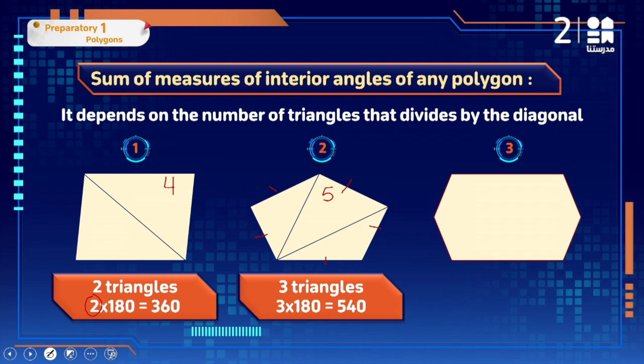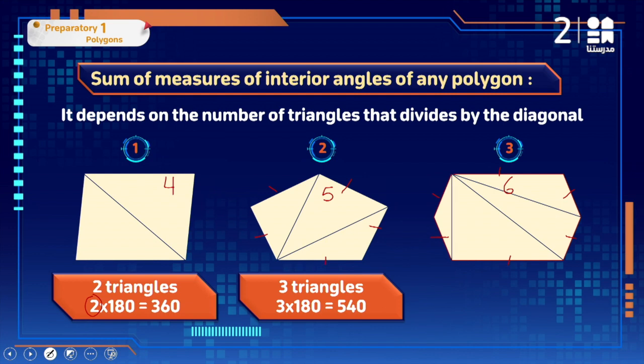Let's count the number of sides. 1, 2, 3, 4, 5, 6. 6 sides, so it is a hexagon. Then let's draw the polygon, the diagonal, sorry.